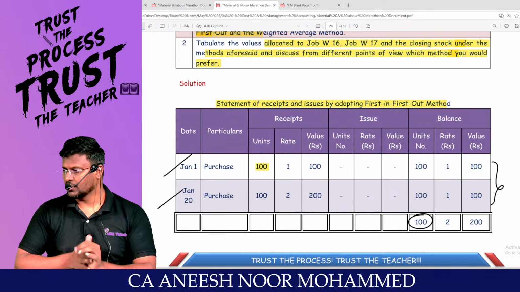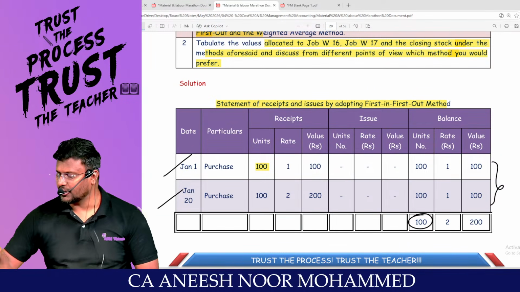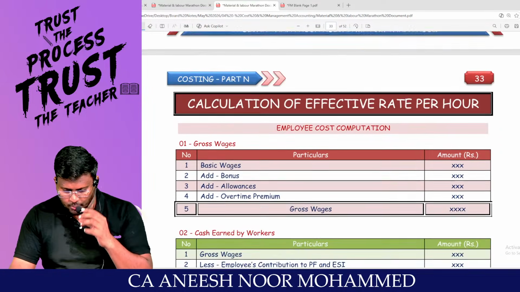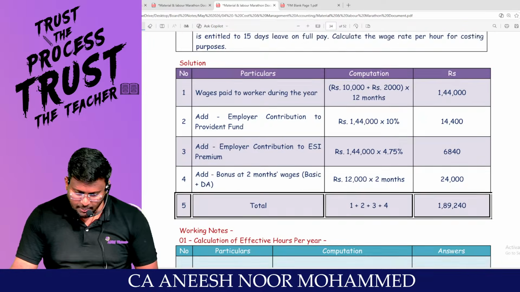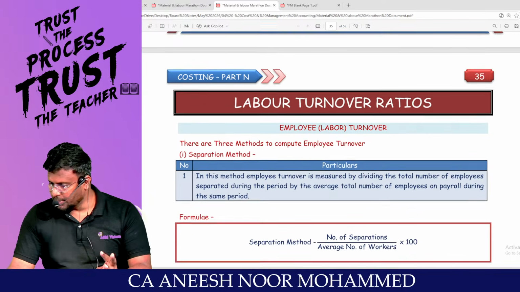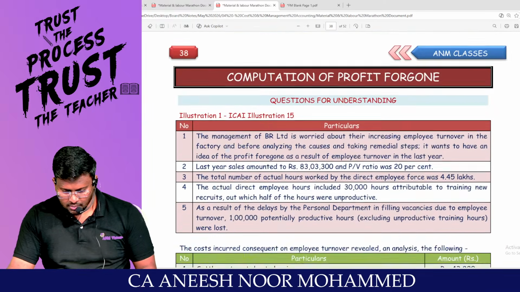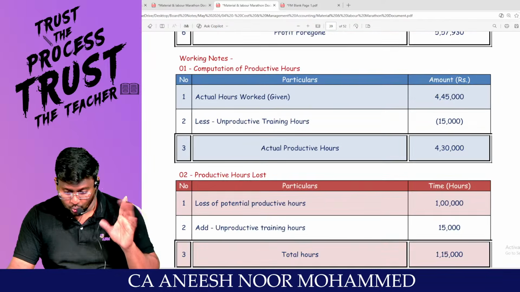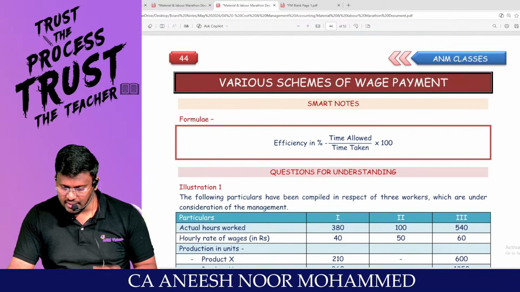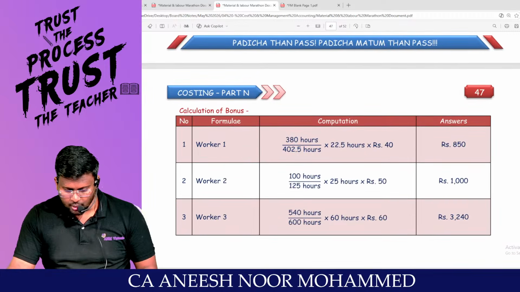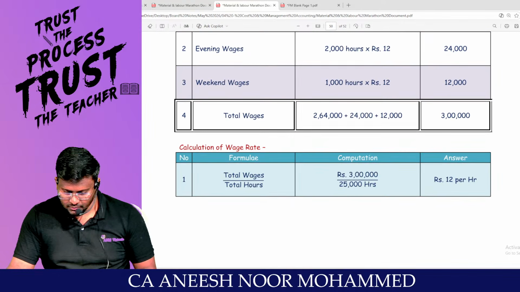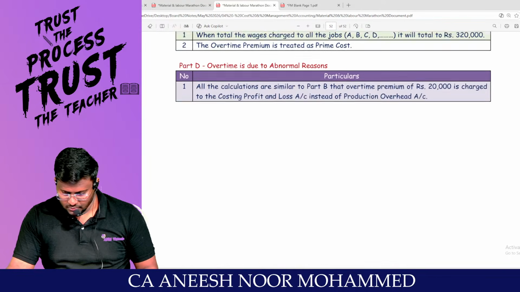Comfortable? I just want to hear from everyone, are you feeling comfortable with regard to the material? If yes, we have one more small topic to be discussed called employee cost, which is labor. If you are okay, we will do labor, like labor turnover ratios and computation of profit foregone, an expected question for the exam. Then we'll talk about Halsey and Rowan and various schemes of wage payment, one question. And treatment of overtime premium and idle time premium, one question. This much is only there.